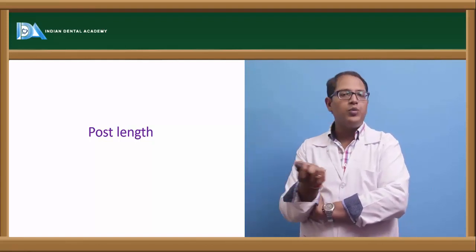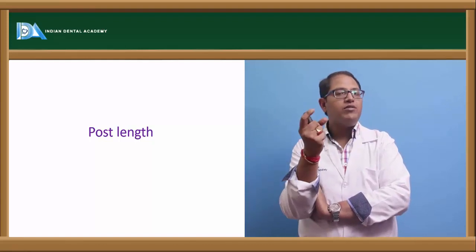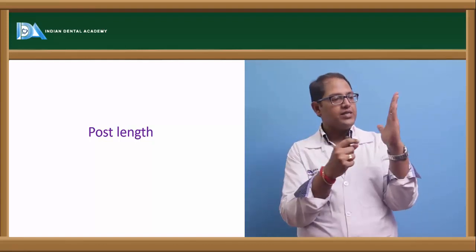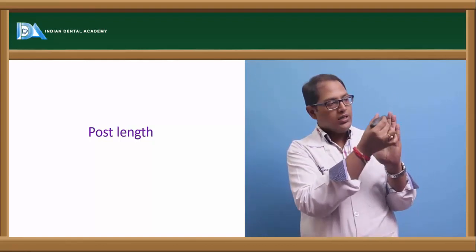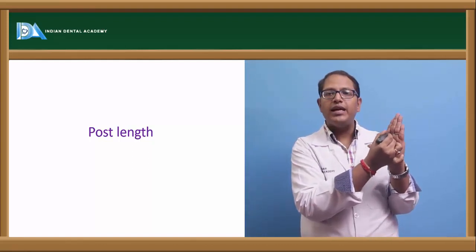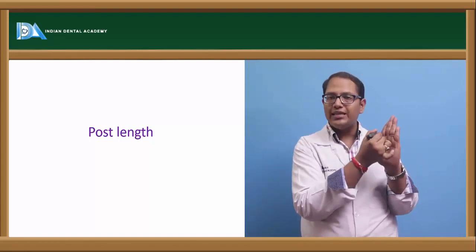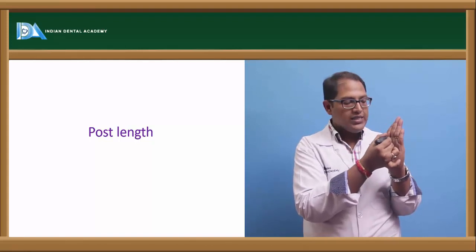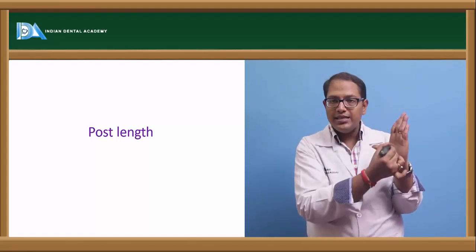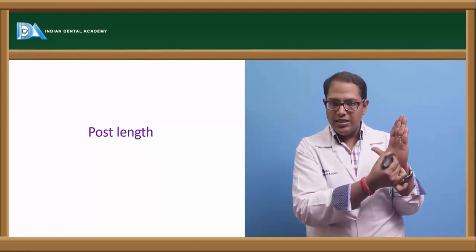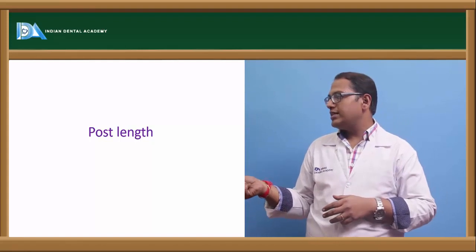Now why is that important? What if we have a short post? In case we have a short post, what will happen if this is my root length and my post goes only till here, short? From here till here the fulcrum line is near, so the fracture will happen more. The lever arm will act and the fracture will happen here. Whereas if my post goes further down, this length is increased, so the lever force is increased. Now the fracture is difficult to happen. So post length is like that.